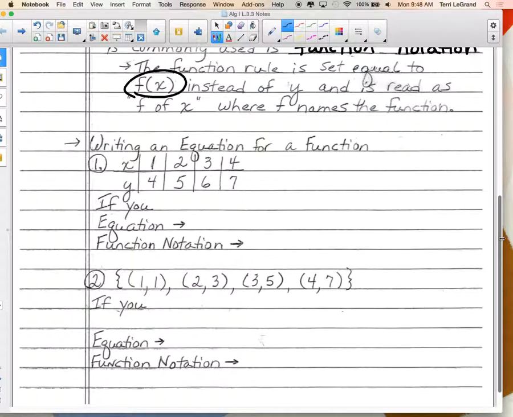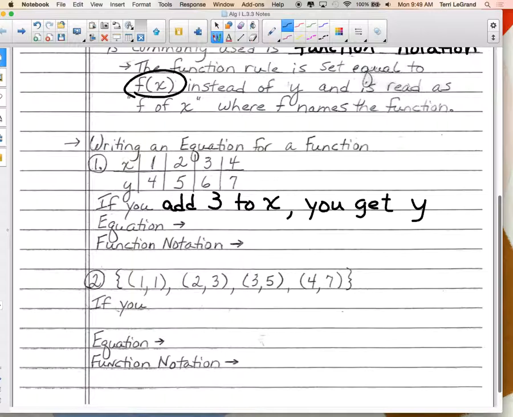Be specific. If you add 3, finish it up for her, Devin. Or him, finish it up for him. Add 3 to x. Okay, if you add 3 to x, you get y. If you add 3 to x, you get the y. So we just stated our function rule. If you add 3 to x, there's our function rule right there.